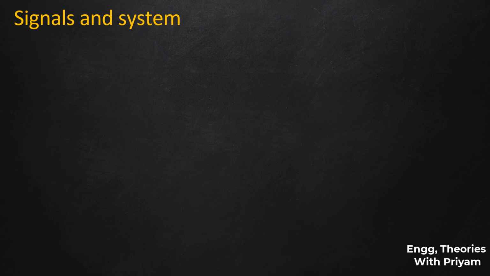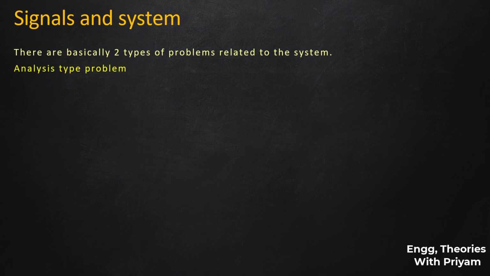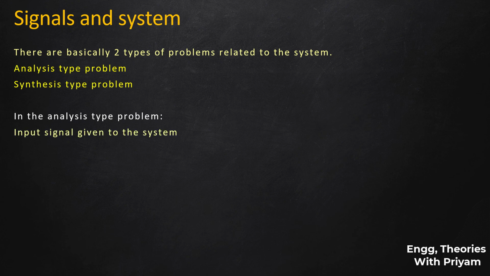Now, in this signals and system course, there are basically two types of problem related to the system: analysis type problem and synthesis type problem. In the analysis type problem, we have an input signal given to the system. We also have the working system, and depending on this input signal and working system, we have to determine the output signal. Solutions for this type of problem can be found, and they are actually the general solution, and they are also known as the general problem based on the system.